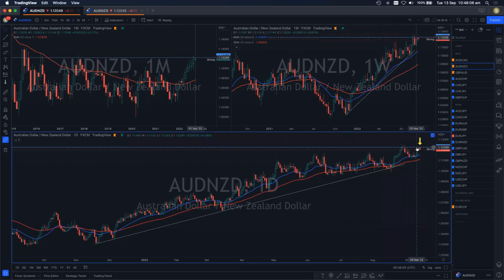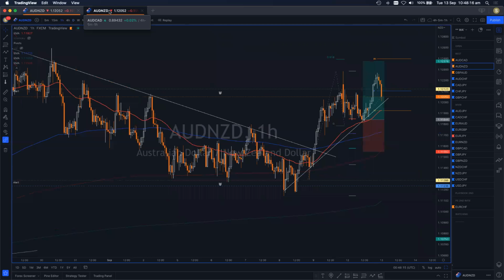Swing trade, not really good because the daily 20 and daily 50 are pretty close, so there's not going to be much profit in that as a swing trade. But as a day trade, we have some potential here.